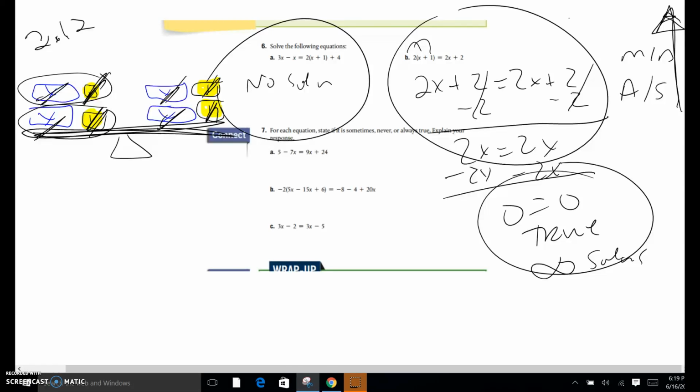So if I say, well, x is worth 5, 5, 5, and 5, I get 12 and 12, which is definitely balanced. But if I say, oh, no, x is actually 8, 8, 8, and 8, that's 16, 17, 18, which balances with 18. So it doesn't really matter what x is. It's going to balance no matter what. All right, try number 7, A, B, and C, and then we'll look at these.